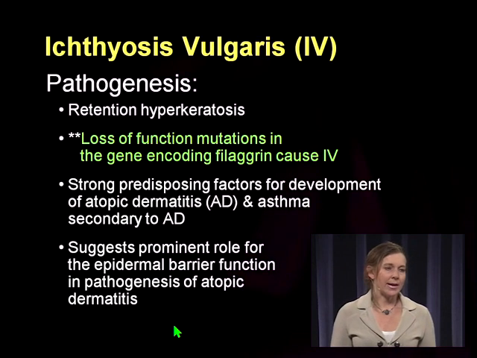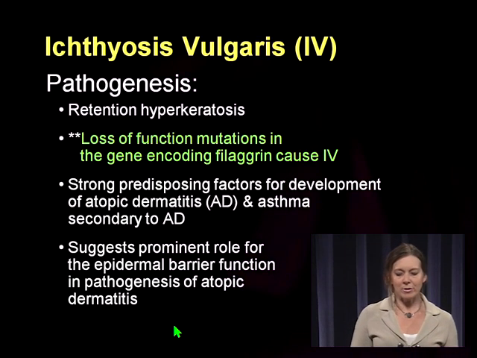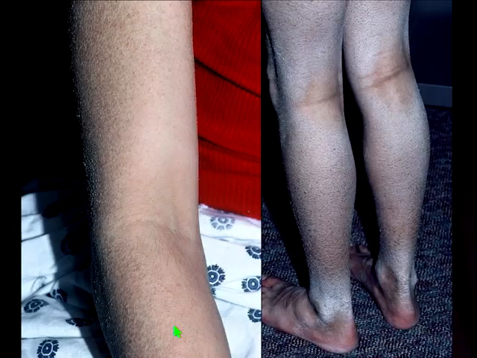And similar to atopic dermatitis, it appears that this condition is due to loss of function mutations in the filaggrin gene. So here are two more examples of ichthyosis vulgaris. Again, you can see the scaling appearance on the extensor extremities, and here in this child, very pronounced sparing of the flexural surfaces. However, if they happen to have ichthyosis vulgaris and atopic dermatitis, you may not be able to appreciate the sparing of the flexural involvement, because that is usually where your atopic dermatitis is going to manifest itself.